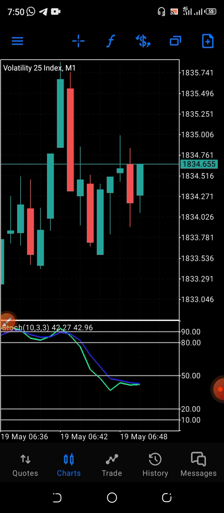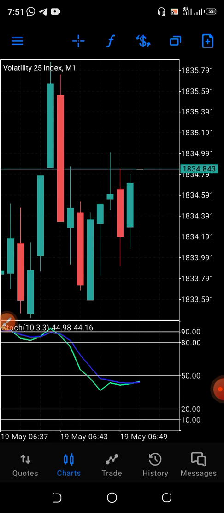So if you have like $1, $2 in your account, don't panic. If you can follow my instructions carefully, you can raise that money. If it gets to like $10, you can now start catching spikes or doing scalping. This strategy works for only volatility 25.